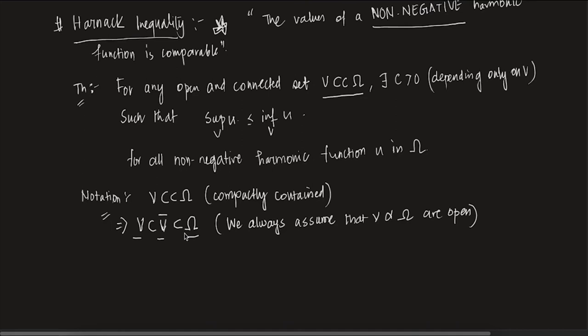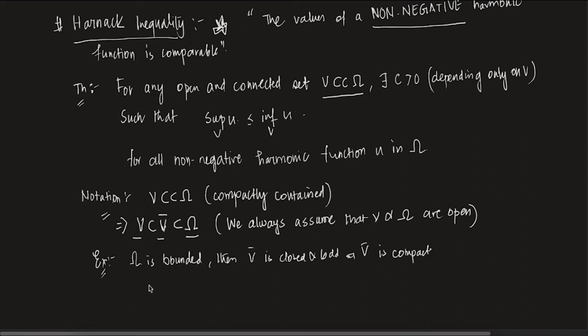I am quite sure you now have some idea of what exactly it means. Essentially, it means that V will be away from the boundary. Let's say omega is bounded for now, just for example. Then V bar is closed and bounded, which implies V bar is compact. So basically it's a compact set which is contained in omega.